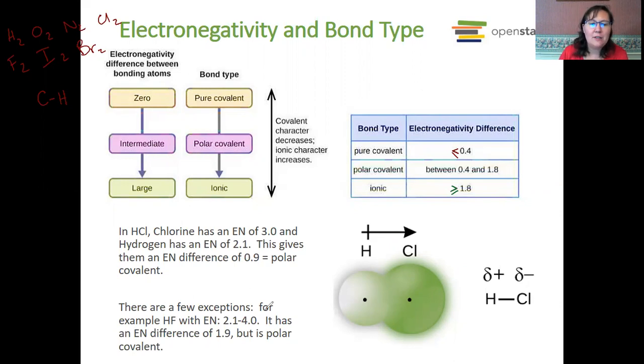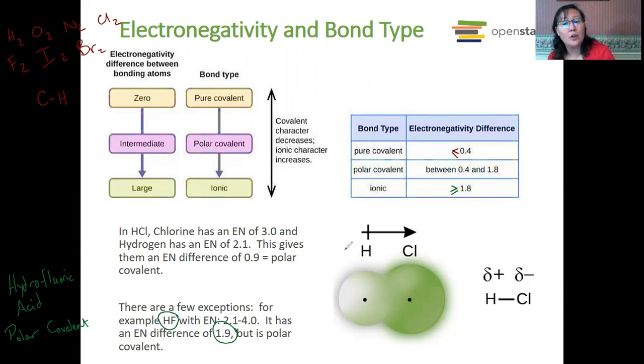One of the primary exceptions to that is HF, hydrofluoric acid. Hydrofluoric acid has an electronegativity difference of 1.9, but it is definitely polar covalent, and it is very strongly held together. In fact, even though it looks like it's almost ionic, it's significantly more strongly held together than, say, hydrochloric acid, which has a much smaller electronegativity difference. So hydrofluoric acid would be polar covalent, even though it doesn't fall into here.